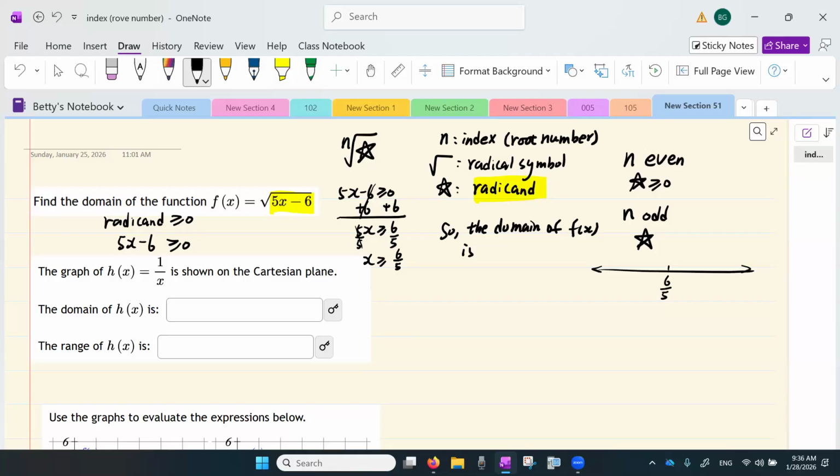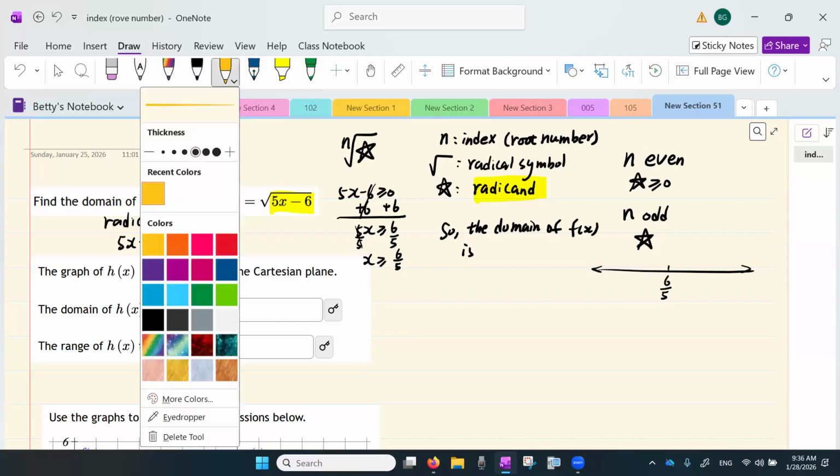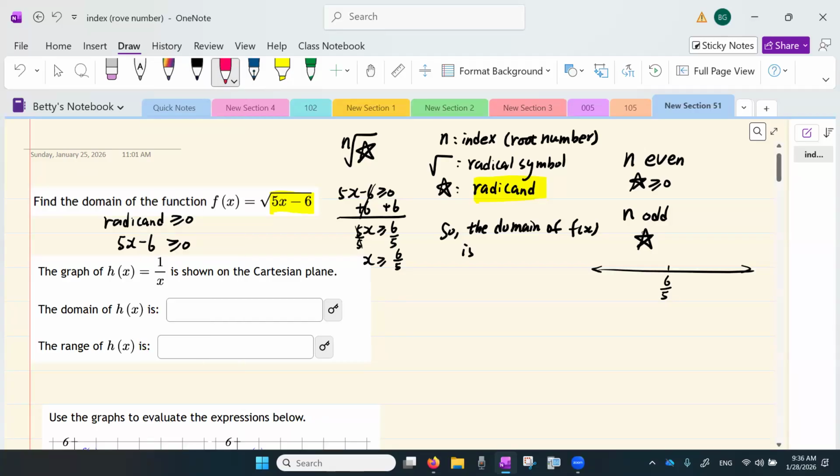Yeah, any number bigger than or equal to. Bigger than or equal to, no less than, right? Bigger than or equal to. So bigger than or at. Yeah. So that's the domain.